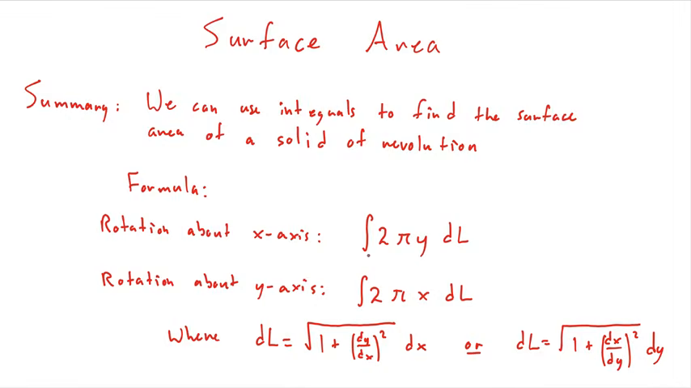There are 2 cases that we'll take a look at. We'll think about rotating about the x-axis or about the y-axis, and we have these 2 formulas. In both of these formulas, we're using dl. This is the same dl that we had with arc length. We can have dl in terms of a dx or in terms of dy, depending on how we want to integrate. Whether we're rotating about the x-axis or the y-axis determines if we have an x or a y in this expression.